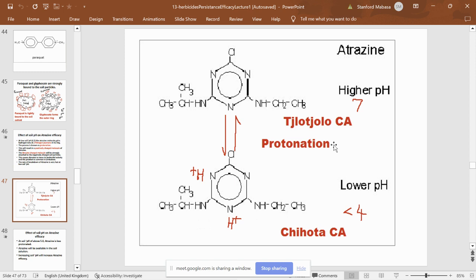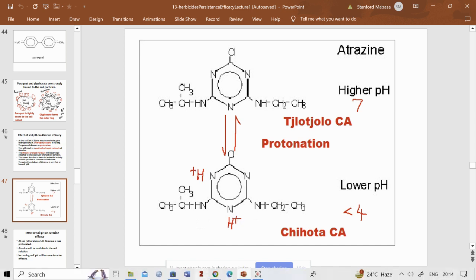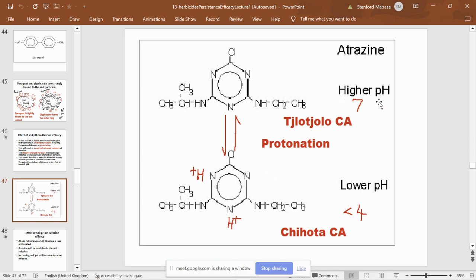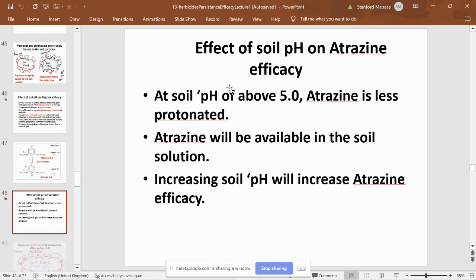Here we've got two situations where we have low soil pH. We have got hydrogen being attracted to the nitrogen bonds, therefore forming this positively charged molecule. In an area where we have higher pH, that protonation will not take place, and hence atrazine becomes available to kill the weeds.